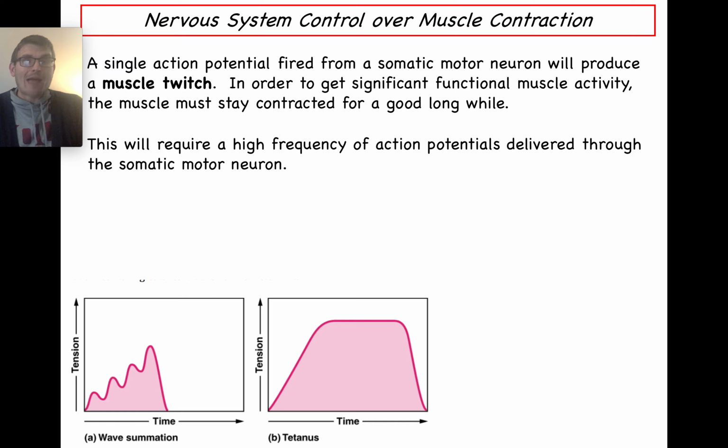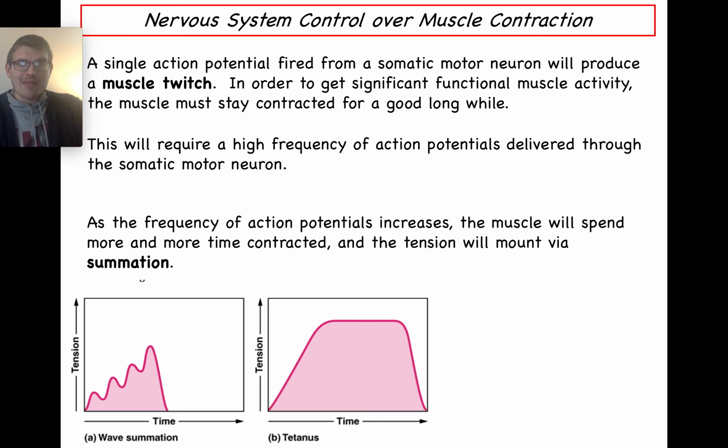So rather than just having one action potential fired through a somatic motor neuron, we want a steady frequency of action potentials fired along the axon of that somatic motor neuron. Remember, we talked about how the strength of a stimulus has to do with how frequently those action potentials are coming. The more frequently those action potentials are coming through the somatic motor neuron, the more time the muscle fibers will stay contracted.